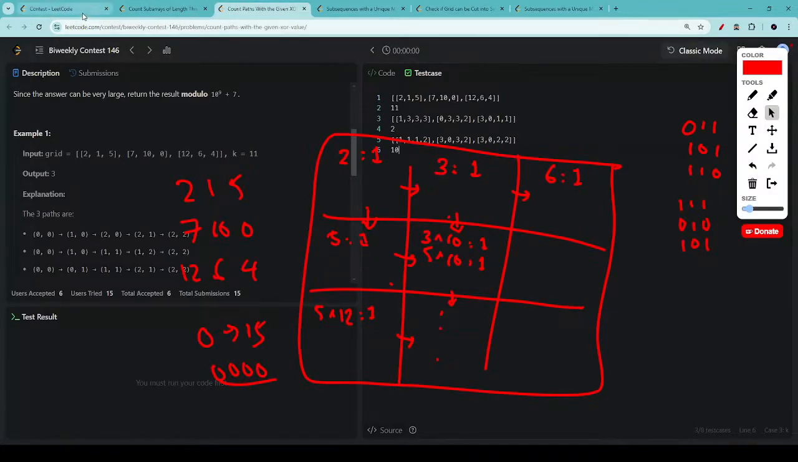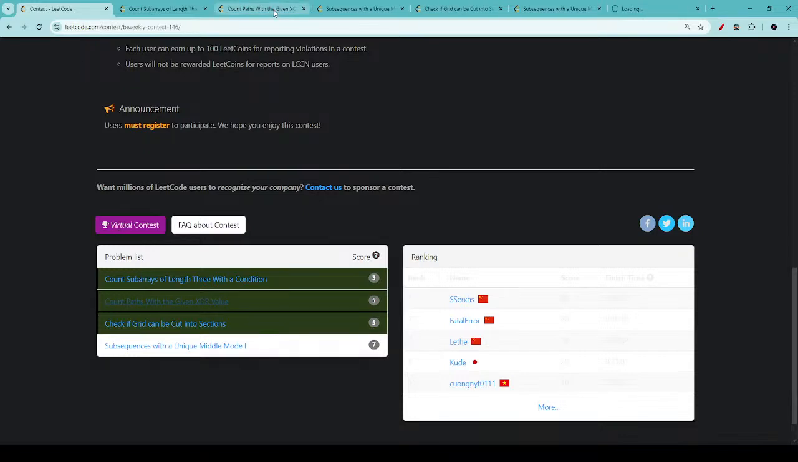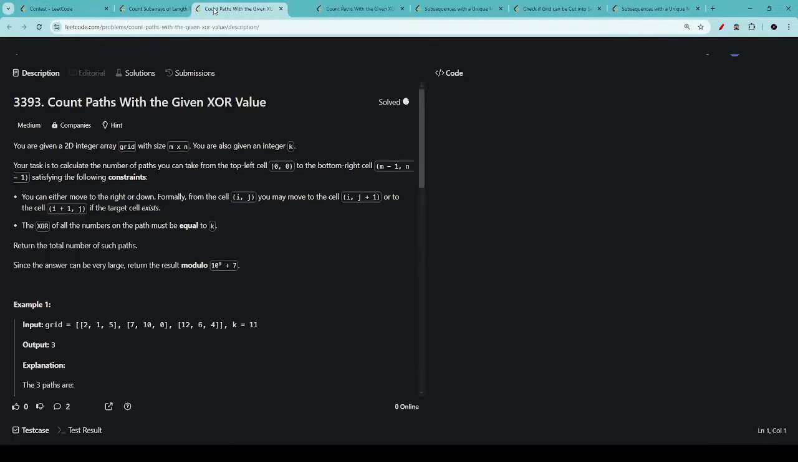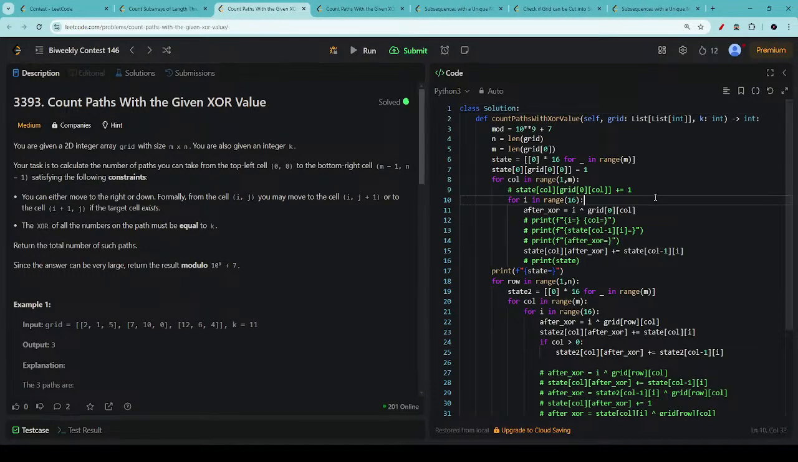So question 2. You're given a 2-dimensional array grid with size m times n. You're also given an integer k. Your task is to calculate the number of paths you can take from top left hand corner to the bottom right hand corner, either move right or down, and then the XOR of all numbers on the path must be equal to k.